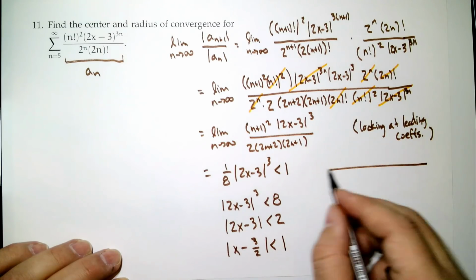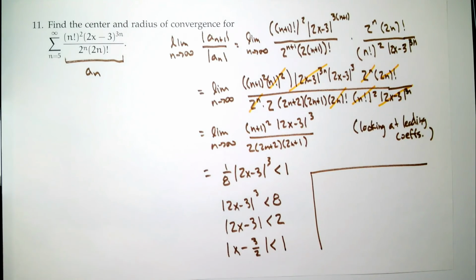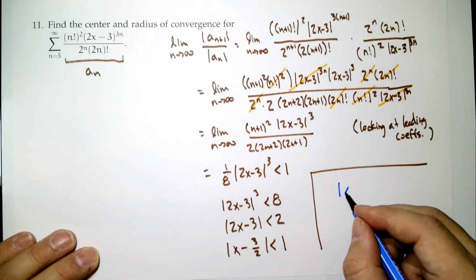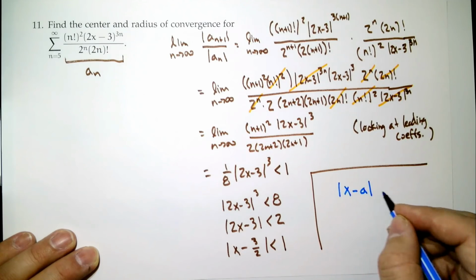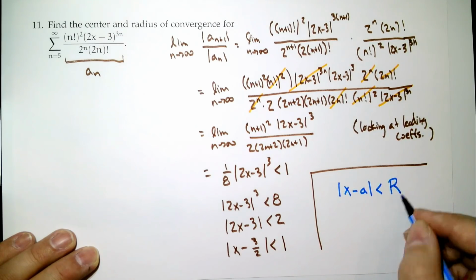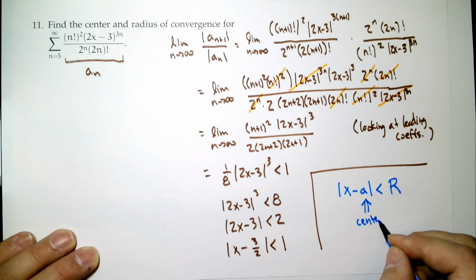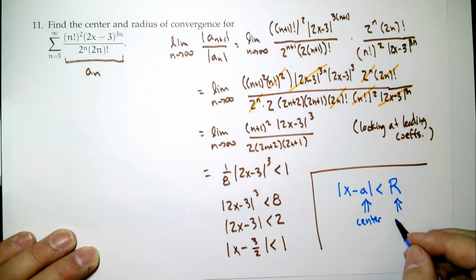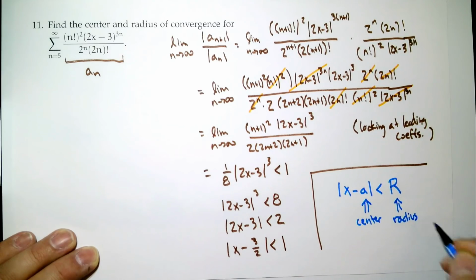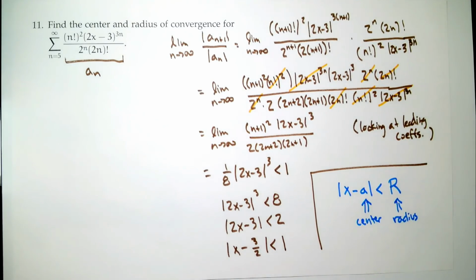Now, why do I say divide everything by 2? Well, in general, if I'm looking for your center and radius of convergence, it should look like this: absolute value of x minus a less than some value r. This a is your center. This r is your radius. So I wanted to get into the form absolute value of x minus something less than something, because then I can read off my answer.